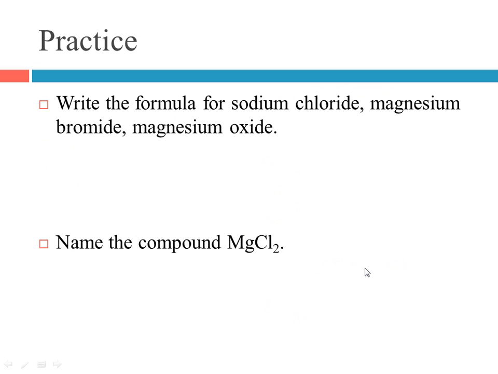So we're left with the practice for these. Let's do the easiest one first. Let's name the compound. We'd have to look at our periodic table if you didn't know that Mg was magnesium. And so you would write out magnesium chloride. That would be the name for this.